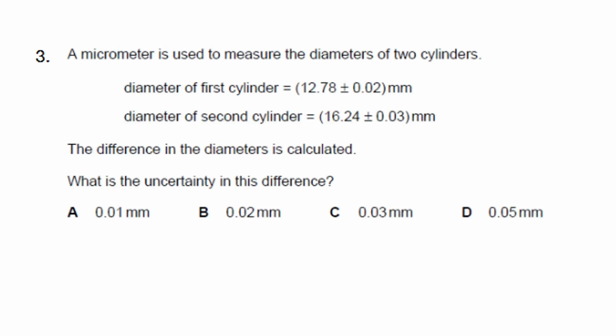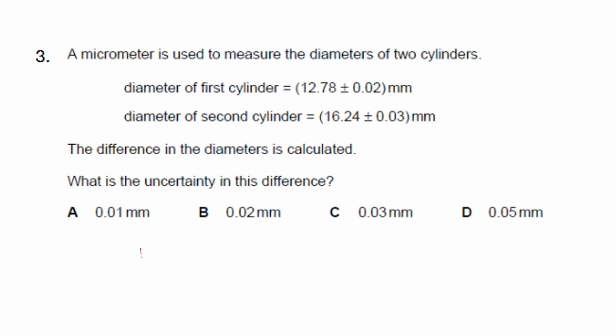A micrometer is used to measure the diameters of two cylinders. The diameter of the first cylinder is equal to 12.78 plus or minus 0.02 millimeters. The diameter of the second cylinder is equal to 16.24 plus or minus 0.03 millimeters. The difference in diameters is calculated. What is the uncertainty in this difference? Okay, so this is testing the uncertainty, specifically absolute uncertainty.